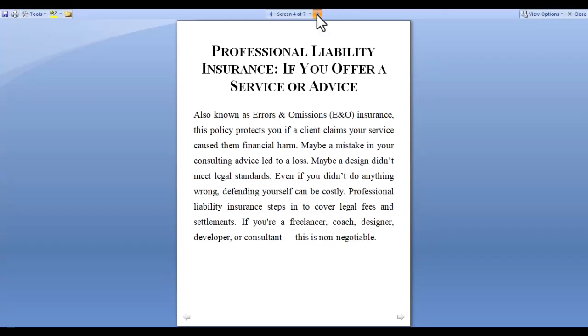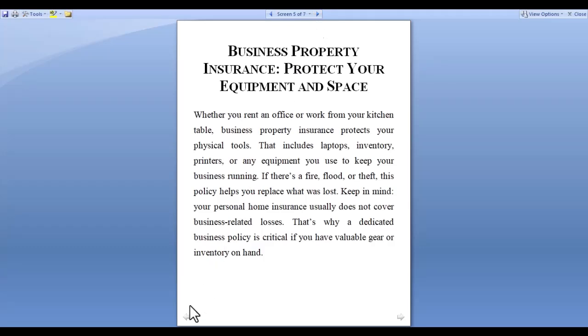The next page here says business property insurance protects your equipment and space. So whether you rent an office or work from your kitchen table, business property insurance protects your physical tools. That includes laptops, inventory, printers, or any equipment you use to keep your business running. So if there is a fire, flood, or theft, this policy helps you replace what was lost.